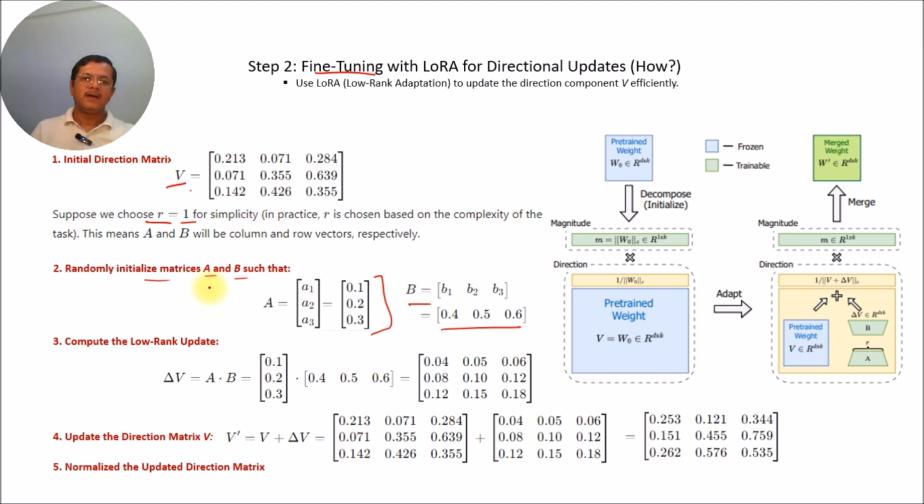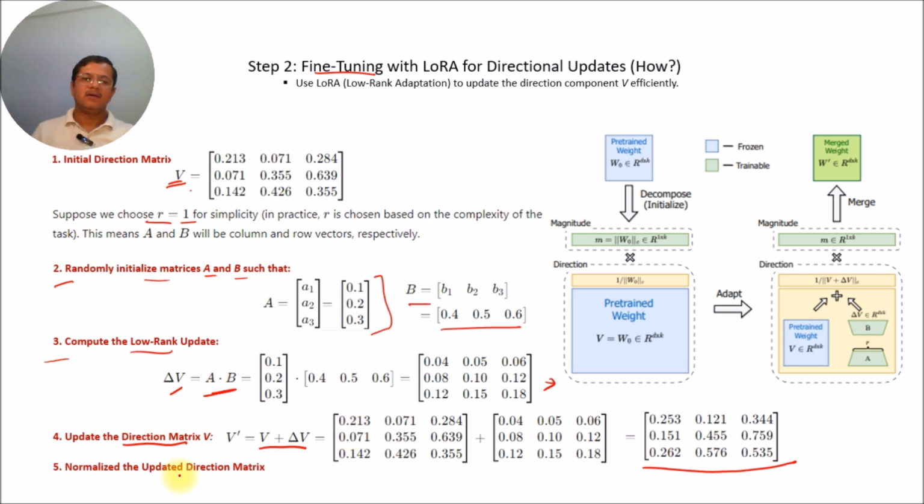The next part is to compute the low rank update. This update is just a multiplication. We multiply A and B, and we get this 3 by 3 matrix. Now the next part is to update the direction matrix. We add this delta V to V, and here you can see that we have added, and this is our updated direction matrix.